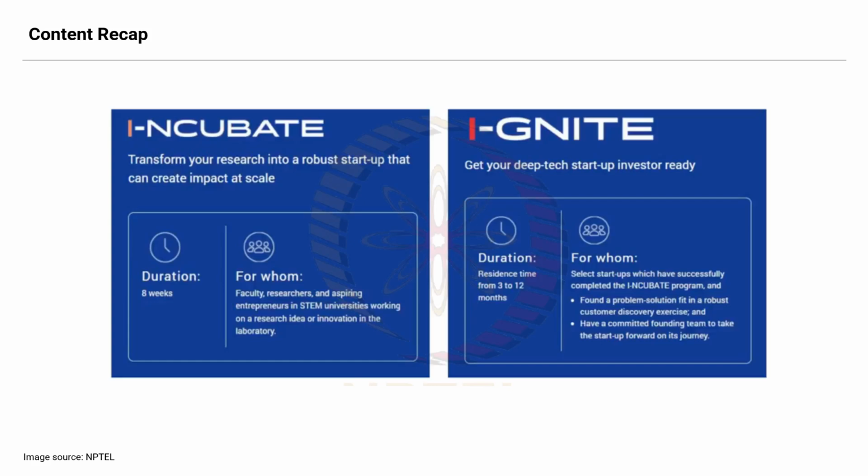These are the two programs of GTC, which are I Incubate and I Ignite. The first one is 3 to 4 weeks, 8 weeks duration. It's for faculty, researchers, aspiring entrepreneurs in STEM universities working on a research idea or innovation. Okay. The I Ignite program is a residence program from 3 to 12 months. So almost a year you're staying there. So only selected startups which have successfully completed the I Incubate program and found a problem solution fit in a robust customer discovery exercise and have a committed founding team to take the startup forward.